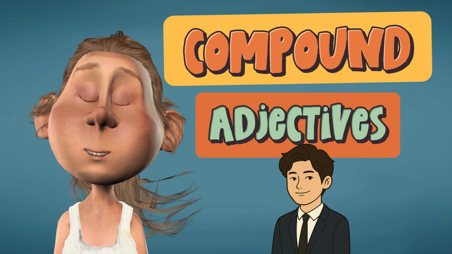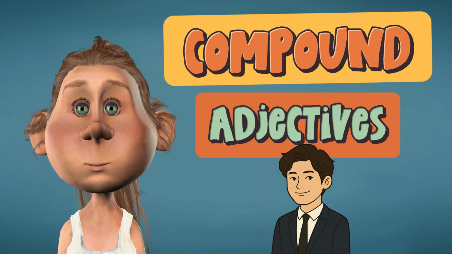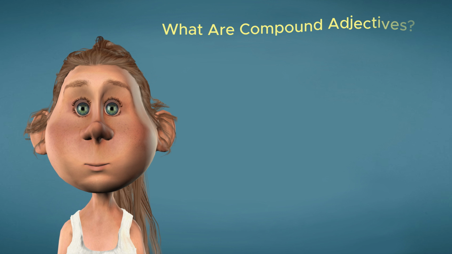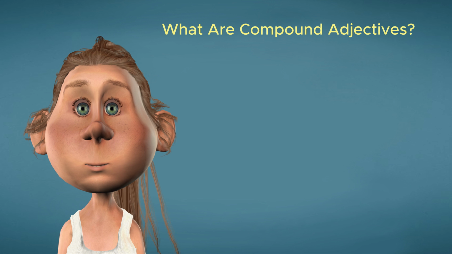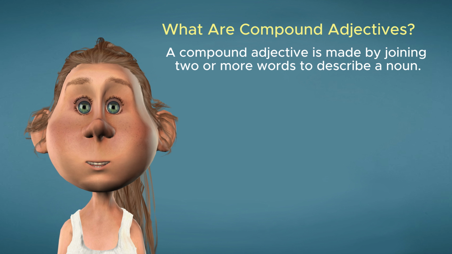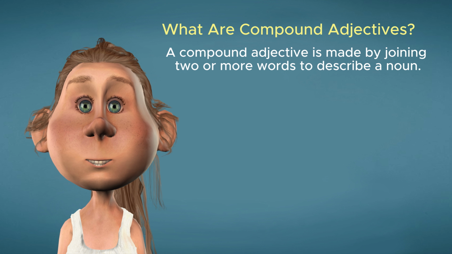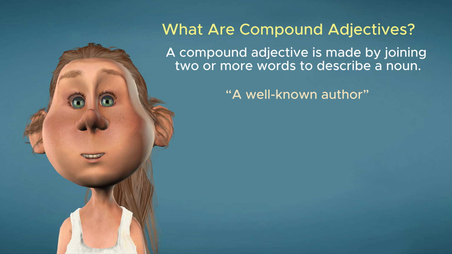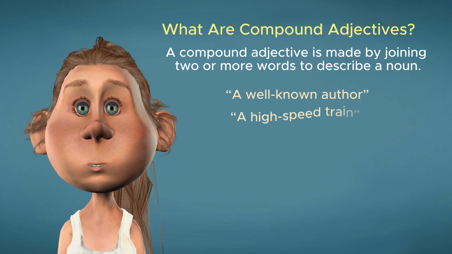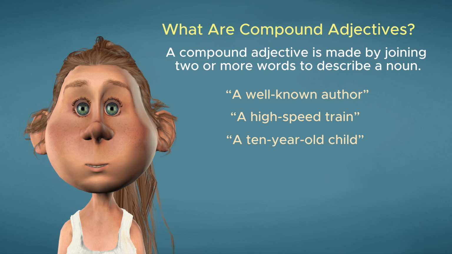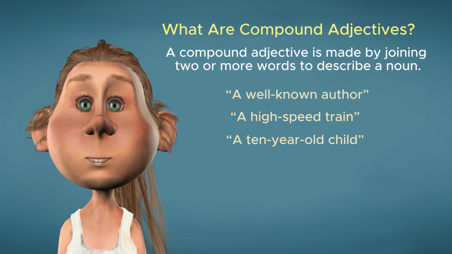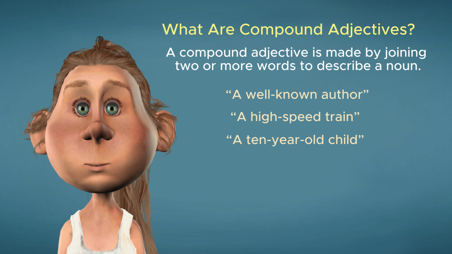Those cool combos that make your descriptions pop. What are compound adjectives? Let's start with the basics. A compound adjective is made by joining two or more words to describe a noun. For example, a well-known author, a high-speed train, a 10-year-old child. Notice how these adjectives give us specific and vivid details?